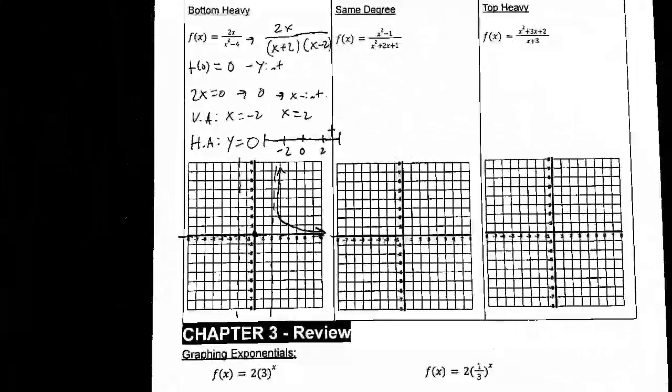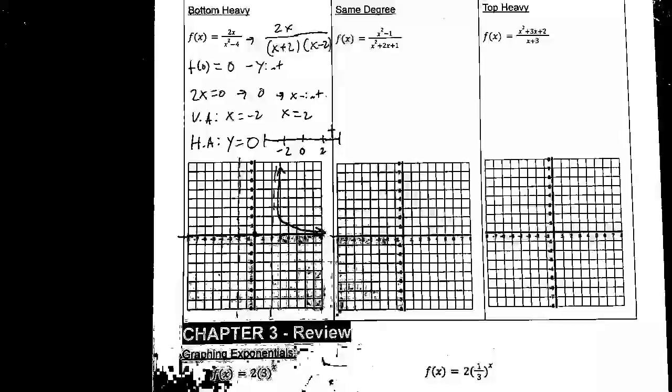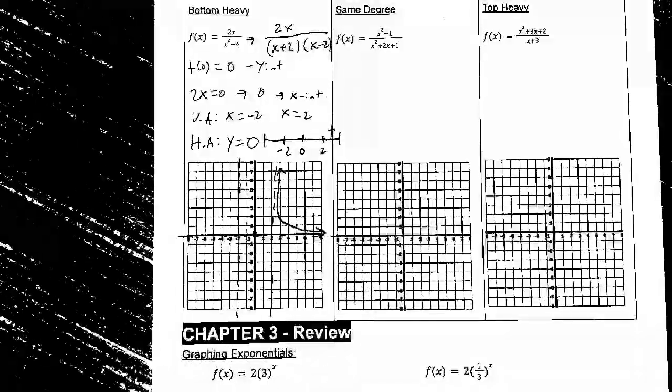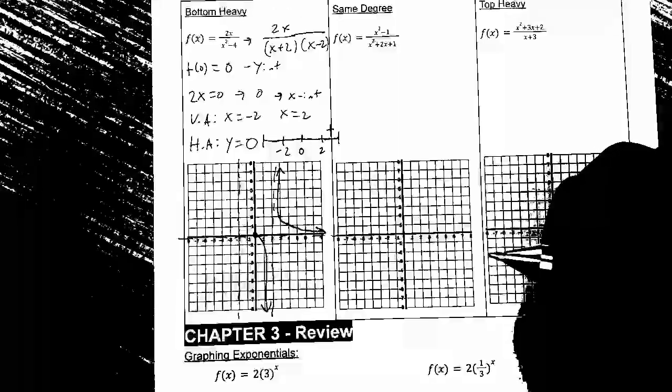How about between 0 and 2? So give me a number between 0 and 2. 1. So let's plug in a 1. Plug in a 1. What do we get? We get 2 over negative 2. That's a negative number. So that means it's going to approach negative infinity. Does that make sense? Am I rushing that?